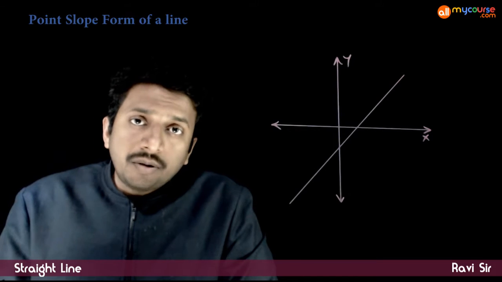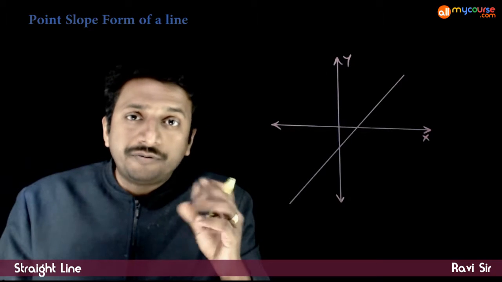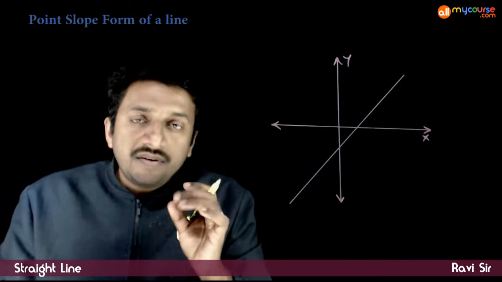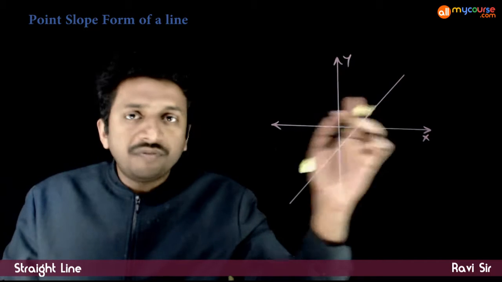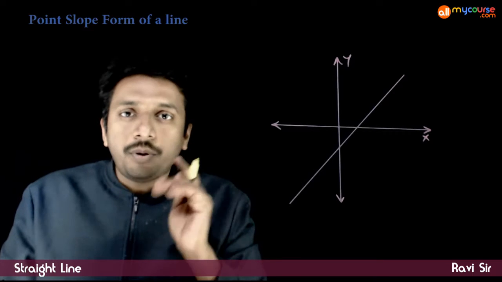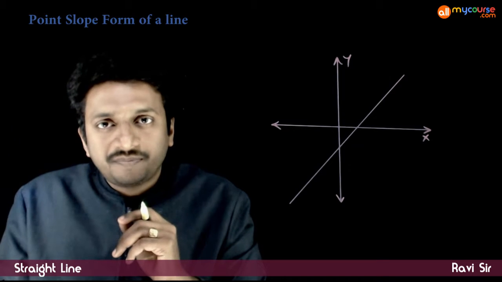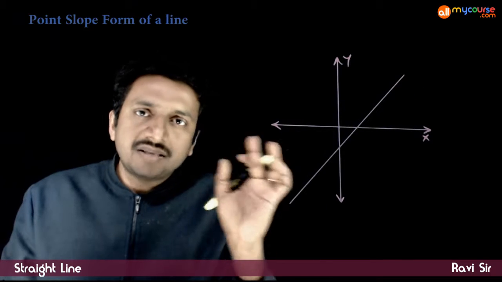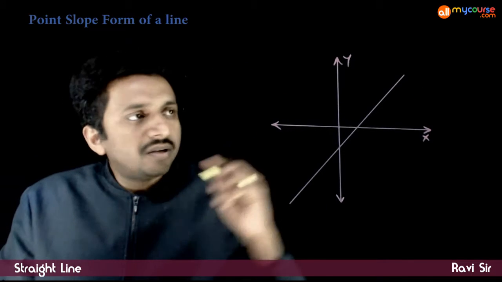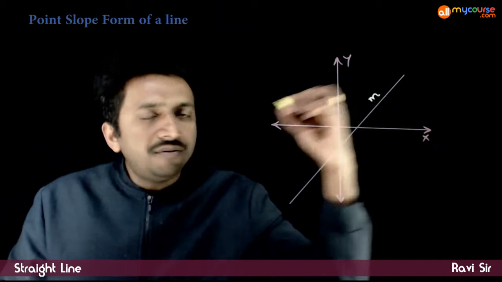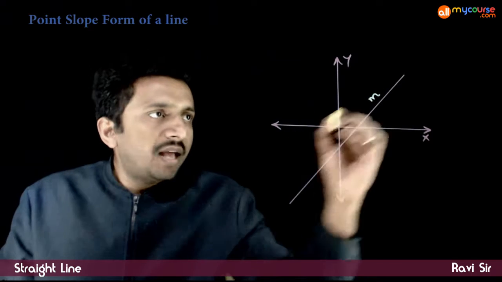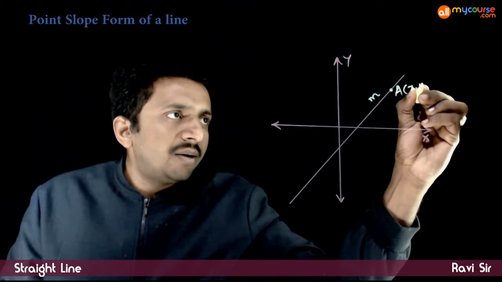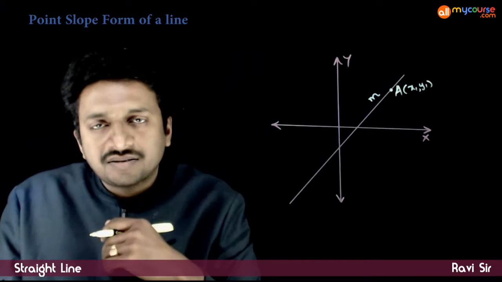So first, let us look at point slope form of a line. In this form, the given information are the slope of the line and one point through which the line passes. For example, if you have a line, I'll specify this line by two pieces of information. First, I'll give you the slope of this line and a standard point through which the line passes.